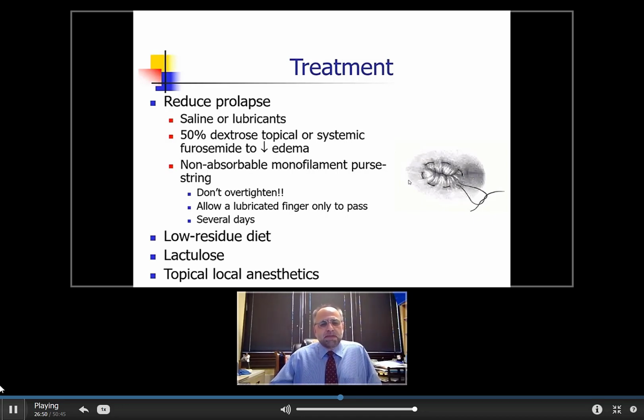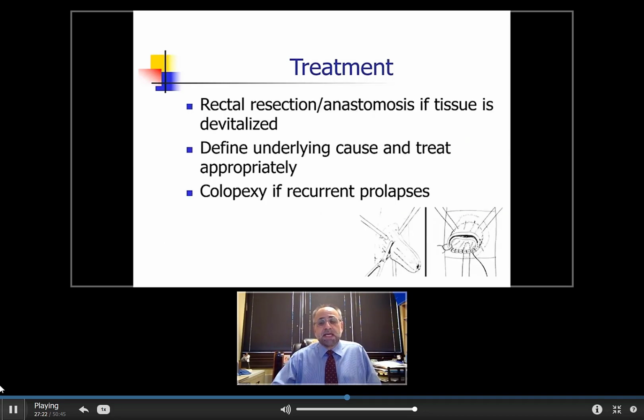And we're going to leave that in place about a week. Then we're going to remove the purse string and observe for whether or not they reprolapse. And if they do, we may have to purse string them a little bit longer or do another procedure such as colopexy. While we're treating them, we want to put them on a low residue diet. We want to keep their stool fairly soft, so we're going to put them on lactulose because, again, we want them to be able to pass feces easily. And we may use a topical local anesthetic in that area where the purse string is, and I always put an e-collar on these patients as well.